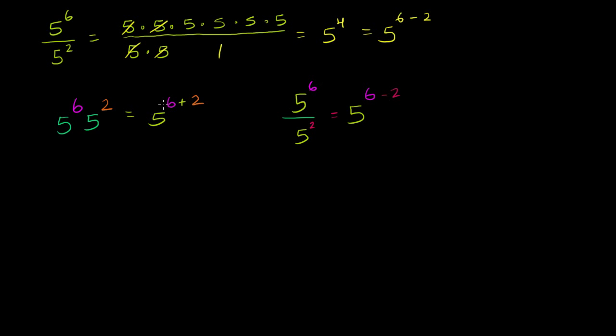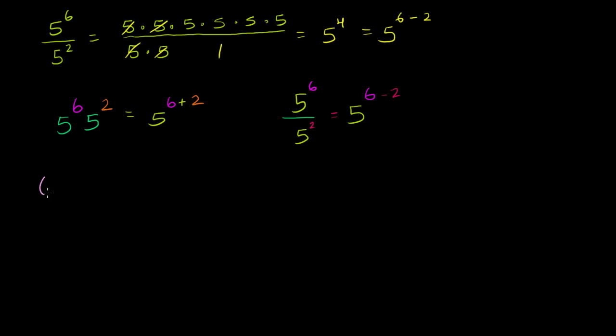Here it would be 5 to the 8th. So when you multiply exponents with the same base, you add the exponents. When you divide with the same base, you subtract the denominator exponent from the numerator exponent. Let's do a bunch more of these examples right here.